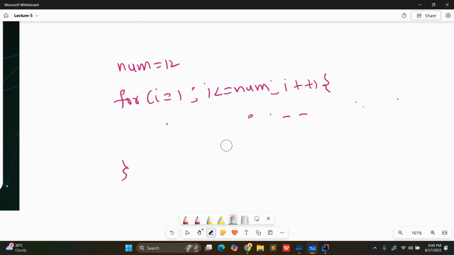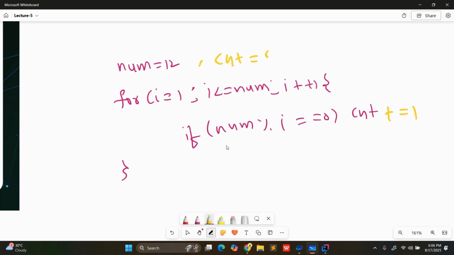What you can do is maintain a count. I should have the factor condition here: number modulo i should be equal to 0. That means I have found one factor here, so I will be increasing my count by one: count plus equal to 1. I will declare count equal to 0 at the start.